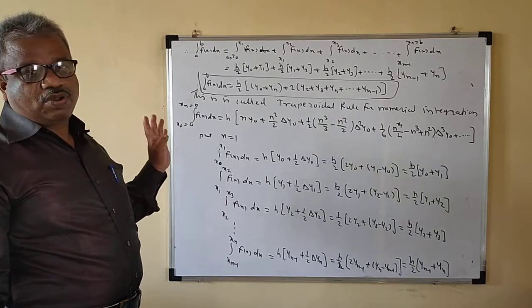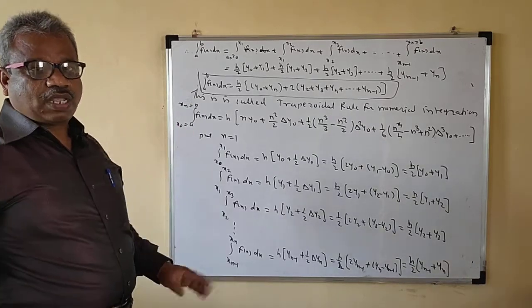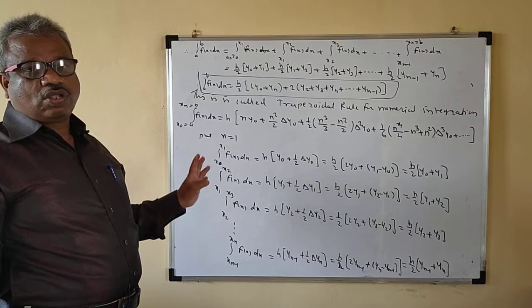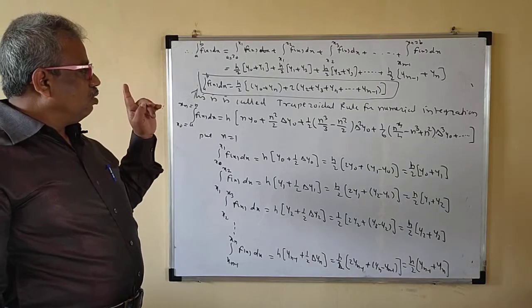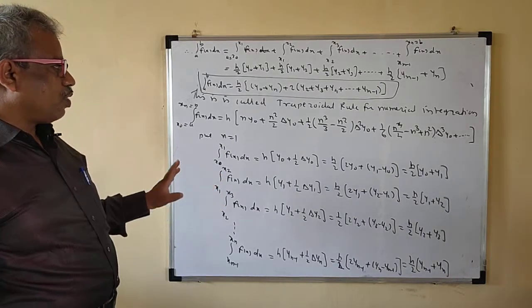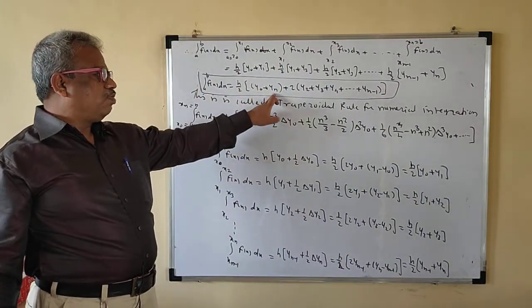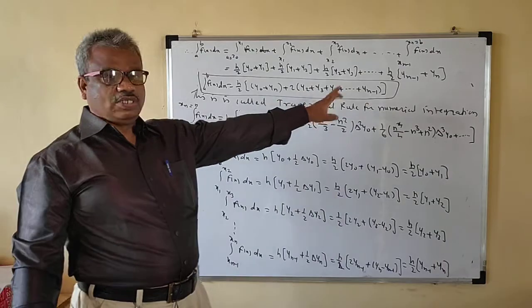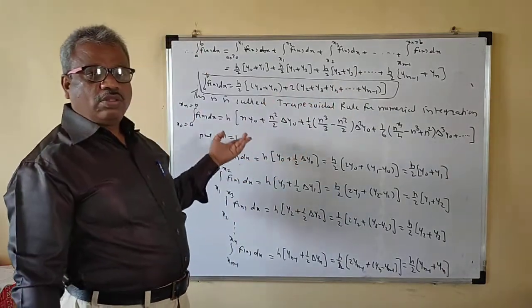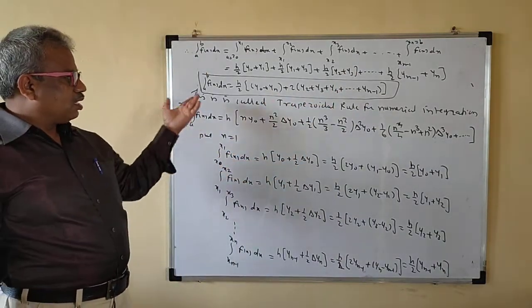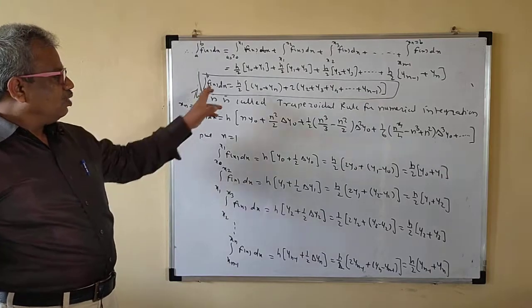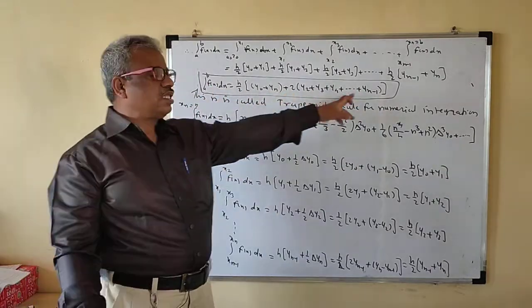This formula is very important. If you forget the formula, you are not able to solve the problems. So if you want to solve the problem, you should remember this formula. This is very easy now: h by 2, y0 plus yn, plus 2 times this. Okay, so how to solve the problems with the help of the trapezoidal rule, with the help of the given data? Now this is the general formula.